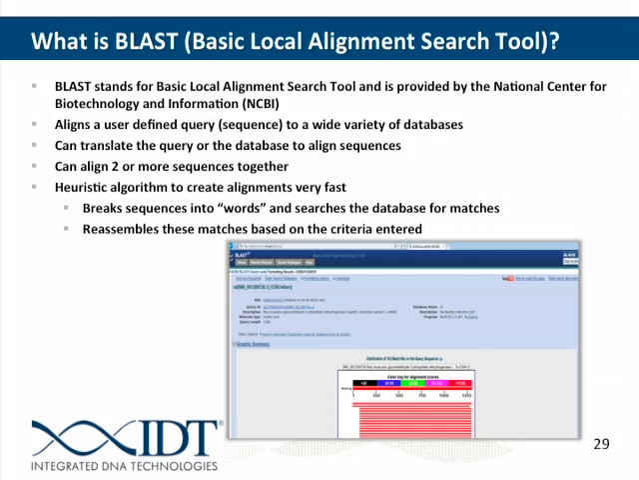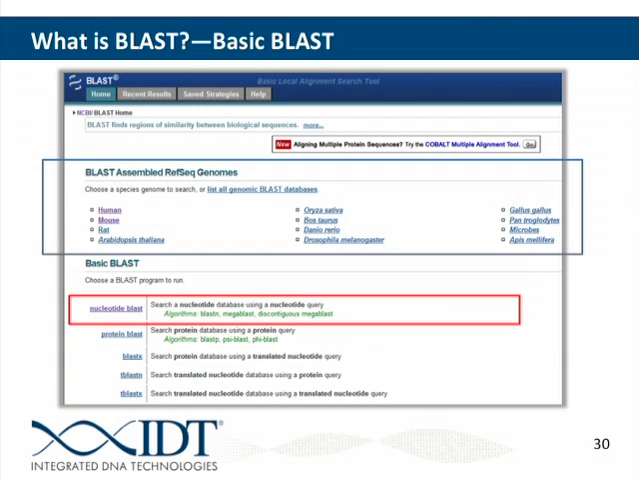So from the BLAST site, you can see that you can search a specific species of interest if your species of interest is there. Otherwise, you can do a generic nucleotide BLAST.